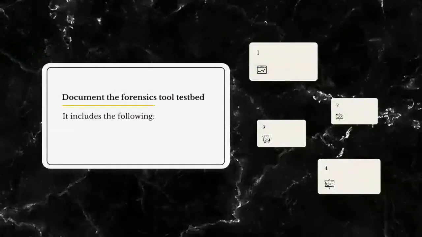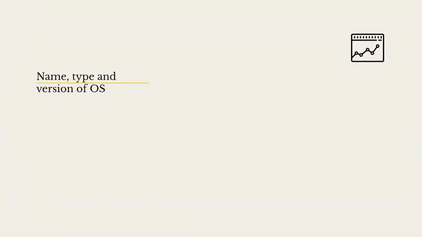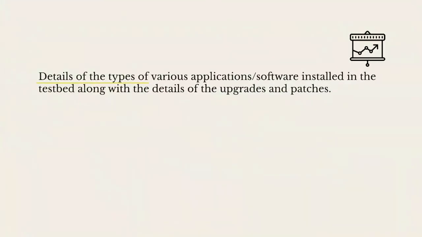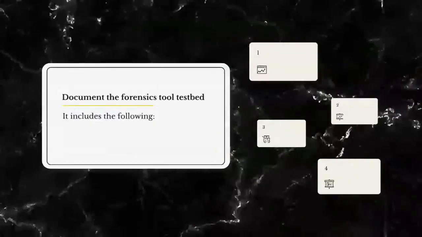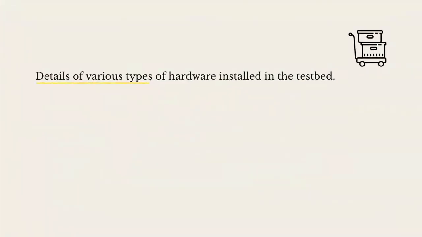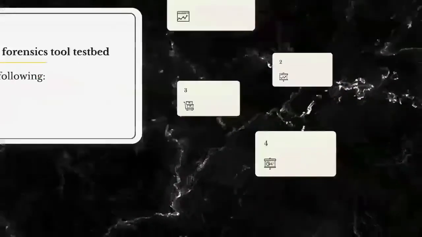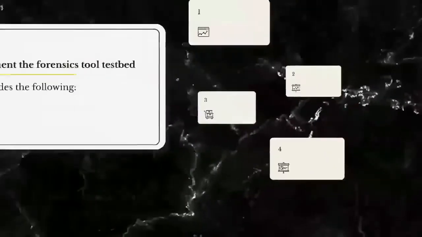Second step is document the forensic tool testbed. It includes the following: name, type, and version of the OS. Details of the types of various applications or software installed in the testbed, along with the details of the upgrades and patches. Details of various types of hardware installed in the testbed. Details pertaining to the hash and checksum of the testbed.